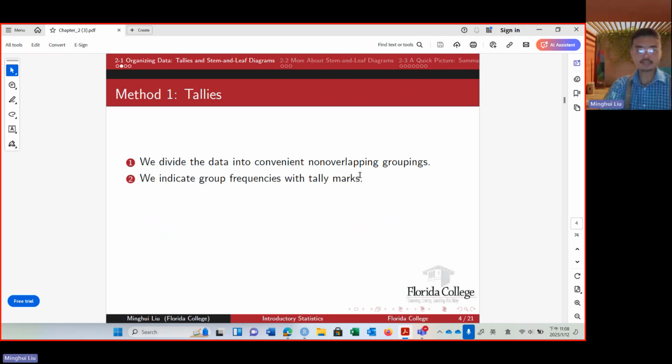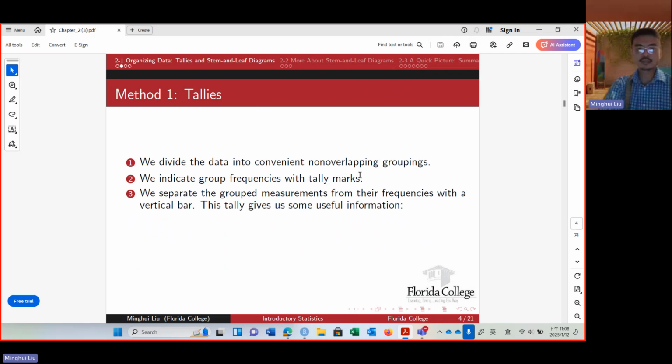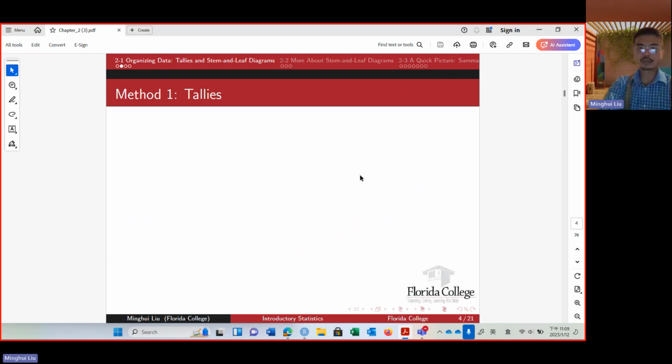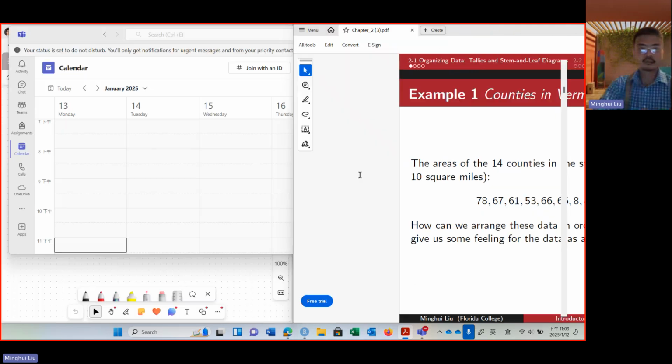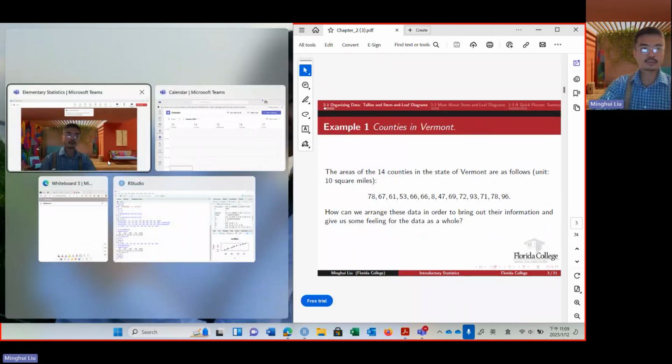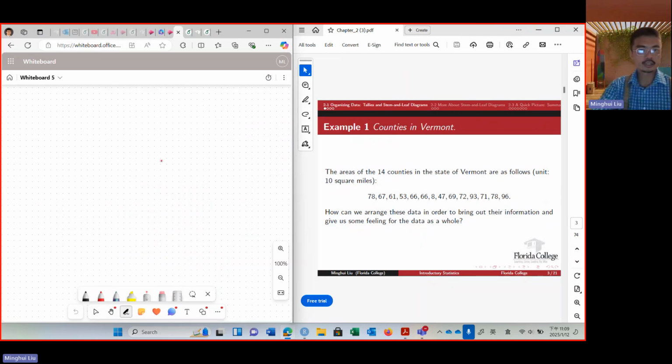And then we'll indicate the group frequencies with tally marks. And we can also separate the group measurements from their frequencies through a vertical bar. And this tally will give us some useful information, such as separation, where the data is separated, and also centering, where roughly the center of the data is, and it also gives us an idea of what the spread looks like. So to start with, let's go back to the raw data, and at the same time, I'm going to open the whiteboard.